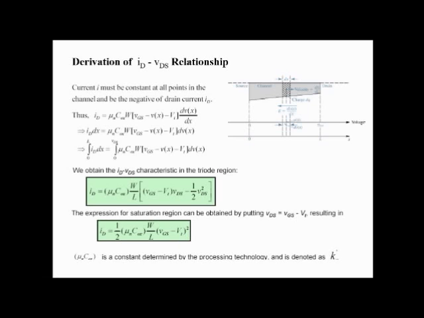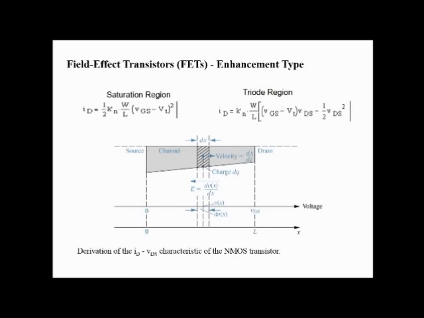Now you might be wondering what this term means. This is the processing technology. It is a constant determined by the processing technology, and generally it is denoted as K. Now this is the basic difference between the saturation region and the triode region. Whenever VGS minus VT is equal to VDS, it comes to the saturation region.